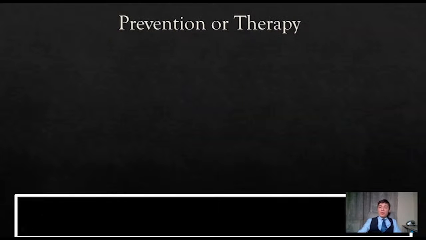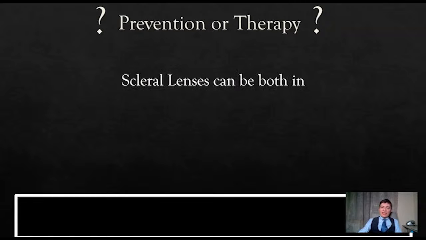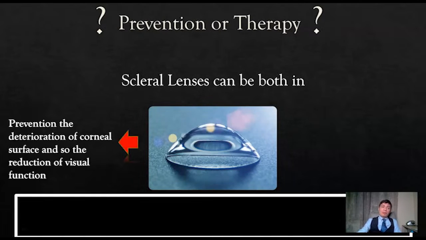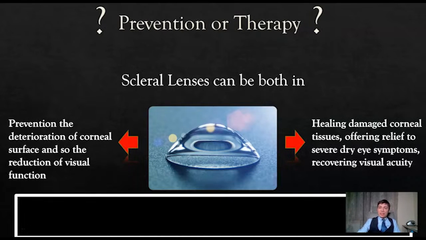So we have the same question here. Is a scleral lens a good tool in prevention or only in therapy? Well, I think that a scleral lens can be both. In fact, it is a good tool in preventing the deterioration of corneal surface and in preventing the reduction of visual acuity. But at the same time, it is a good tool in healing corneal tissues and in offering relief from severe dry eye symptoms, and at the same time in recovering visual acuity.